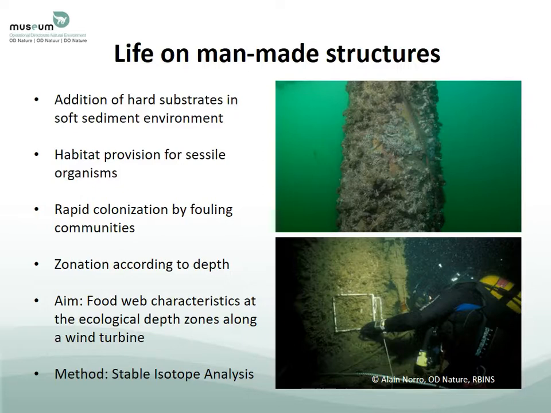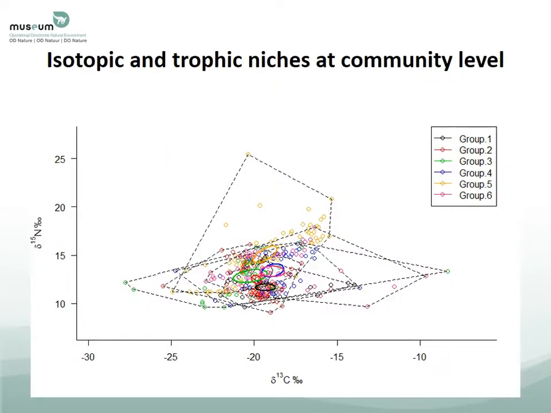In order to assess this, we used stable isotope analysis. Plotting the results from stable isotope analysis leads to this quite perplexing plot, which shows the isotopic and trophic niches of the 6 different communities under study. But this plot is rather complicated, and in order to ecologically interpret it, we need to focus on the overlaps between the ellipses that are formed by the different communities.